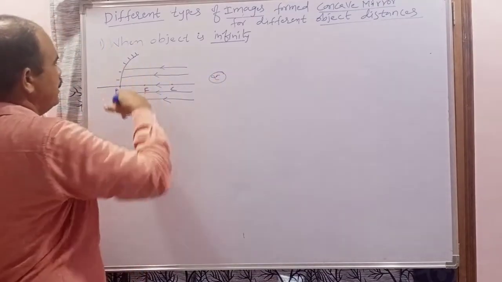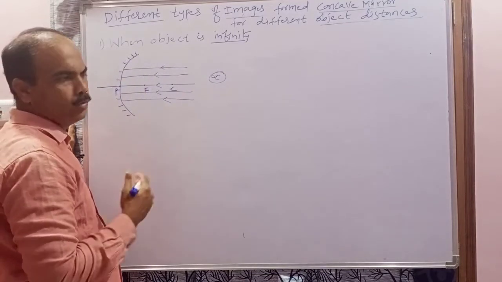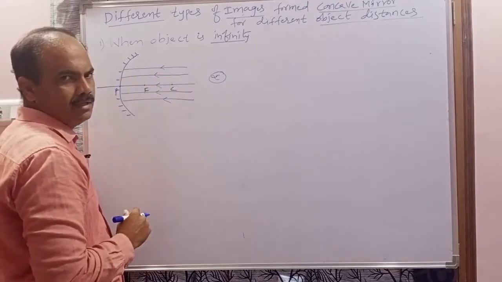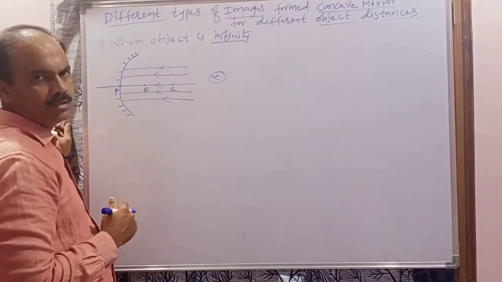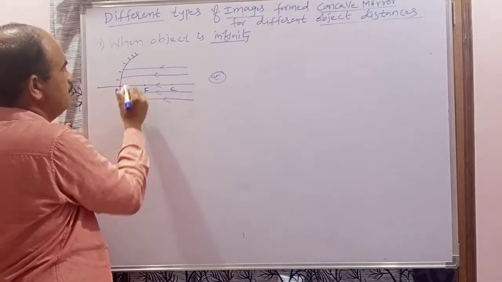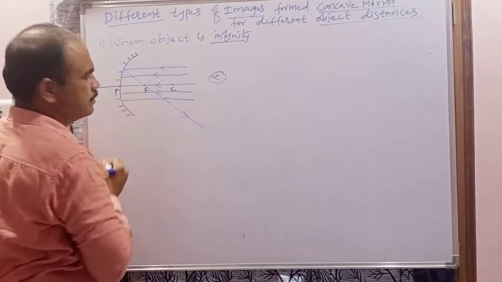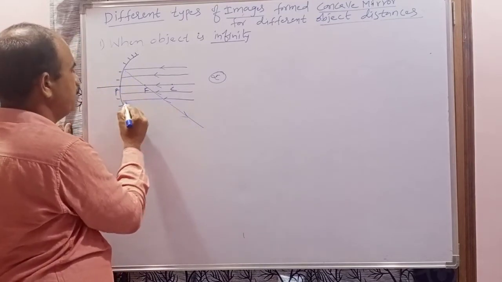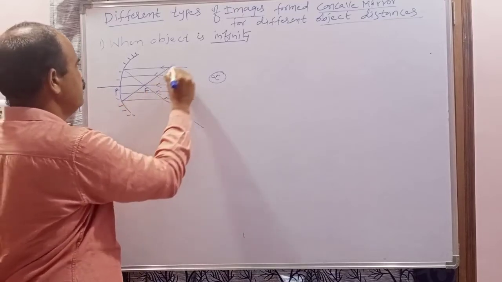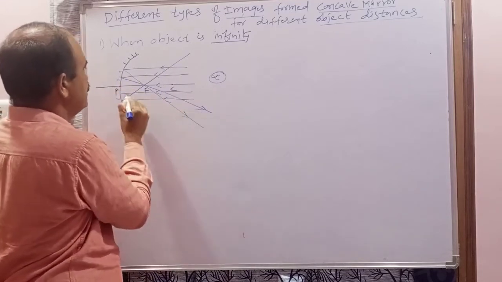After being incident on the concave mirror, what happens? We learned the rule. If the incident ray is parallel to the principal axis, after reflection it passes through the focus. So this is a ray parallel to the principal axis, after reflection it passes through the focus. These are also parallel to the principal axis, so after being incident on the concave mirror they pass through the focus. This ray is also the same.